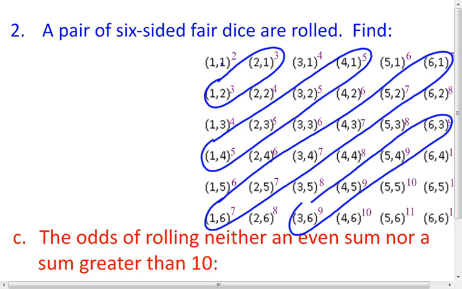So there are 16 choices that are not even and not greater than 10. The rest of them are either even or greater than 10, so they have to go in the odds against, okay? So 16 choices that are not even and not greater than 10, 20 that are even or greater than 10, okay? So 16 to 20 reduces to 4 to 5.